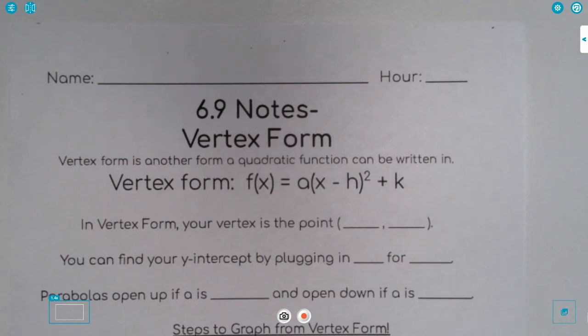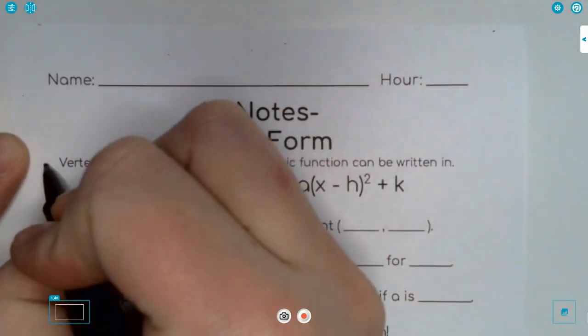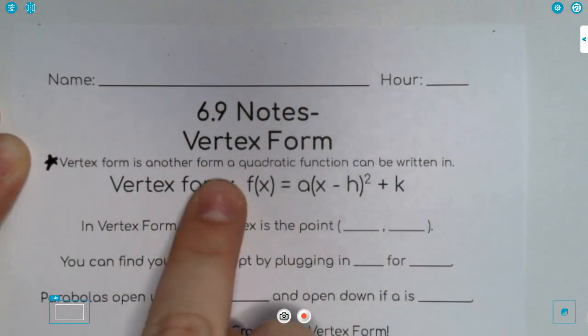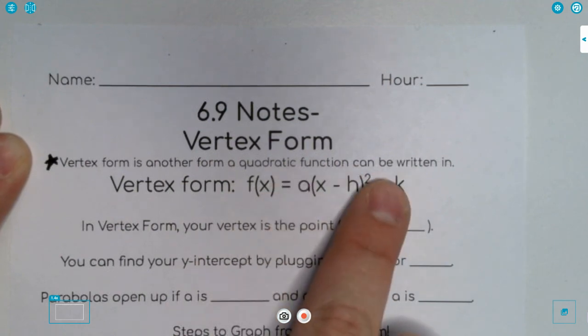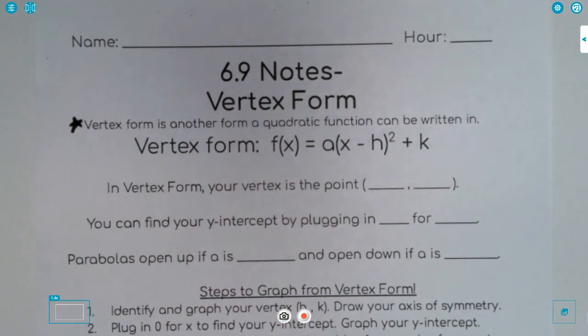Okay, so 6.9 is this one extra section at the end of our unit because vertex form is just kind of an extra thing. Vertex form is just another form that a quadratic function can be written in. From 6.1 through 6.8, the form we saw our quadratics in was ax squared plus bx plus c. This is just a completely different form, but believe me when I say it is 1,000 times easier to graph because you don't have to do those like 5 steps.